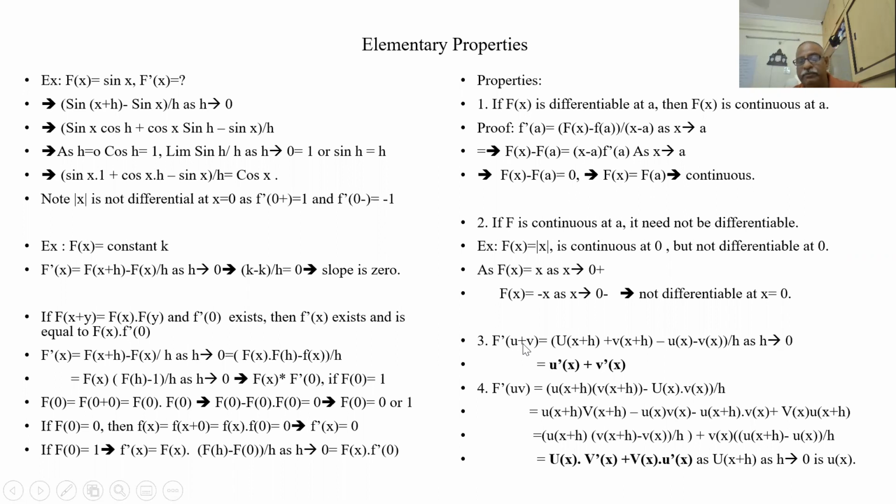f'(u + v): it is u(x + h) plus v(x + h) minus u(x) minus v(x), by h, which is nothing but u'(x) plus v'(x). So if two functions are added, I can do the differentiation separately; I need not complicate them by adding together. For example, u is x squared and v is x cubed, so the derivative of x squared plus x cubed is 2x plus 3x squared.